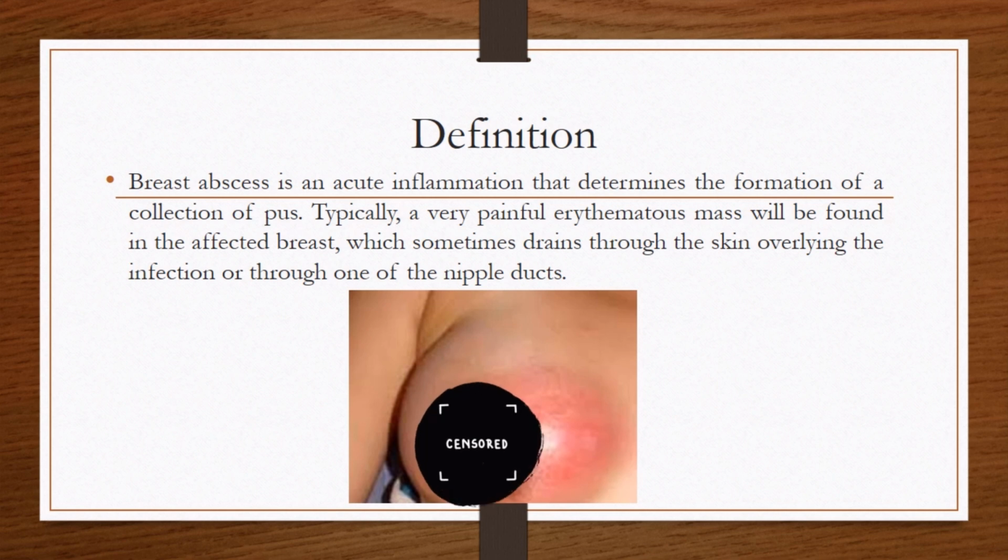Definition. Breast abscess is an acute inflammation that determines the formation of a collection of pus. Typically, a very painful erythematous mass will be found in the affected breast, which sometimes drains through the skin overlying the infection or through one of the nipple ducts.